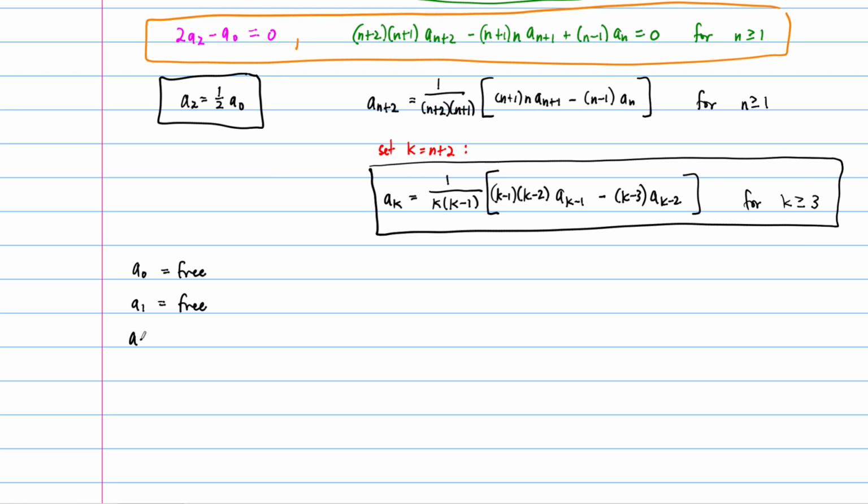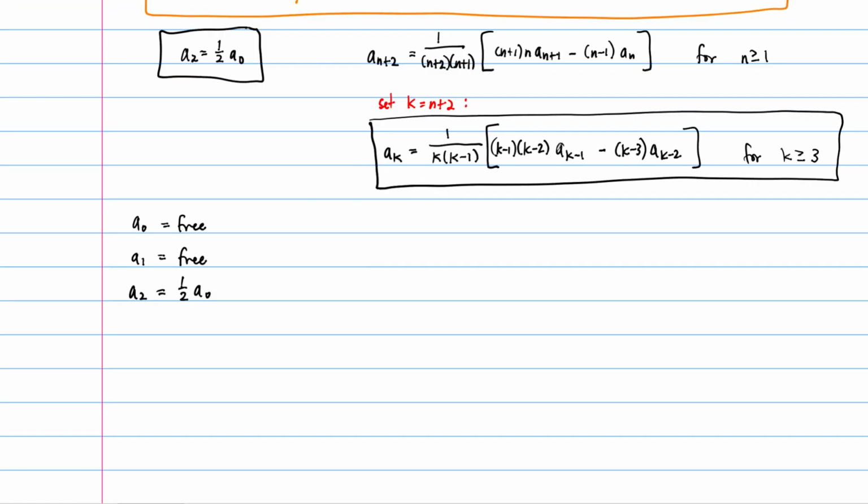So a sub 2 is equal to 1/2 a sub 0. Now we've got it in terms of one of the free ones. These should be the only two that are free. And a sub 3, we now use this formula, right? So a sub 3 is going to be 1 over 3 times 2 times 1 times a sub 2 minus 0 times a sub 0, a sub 1, sorry.